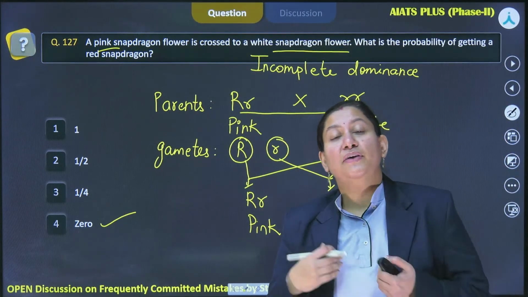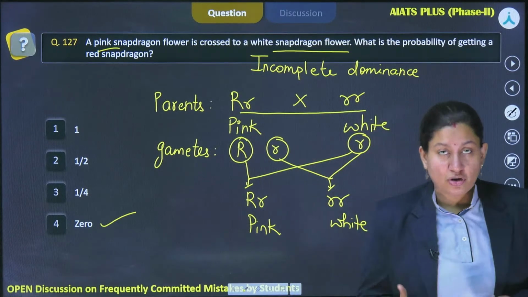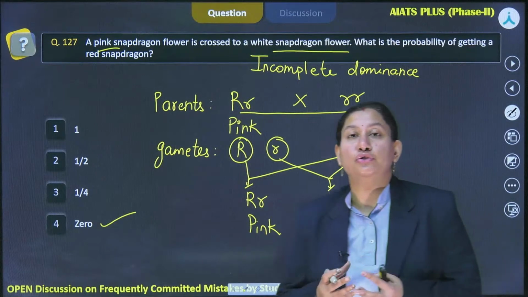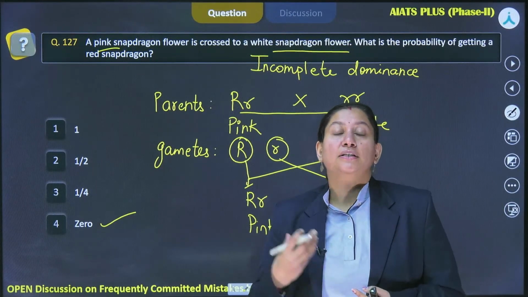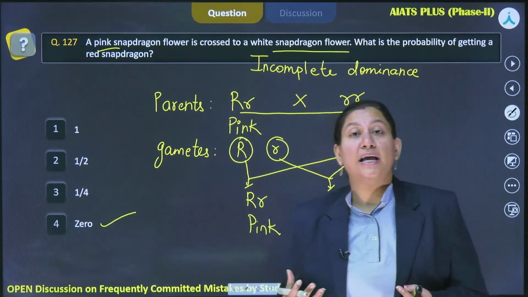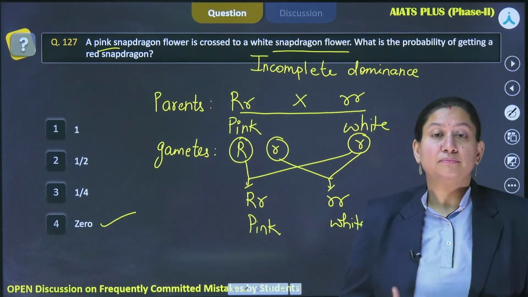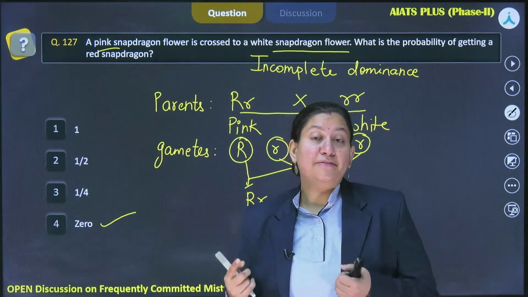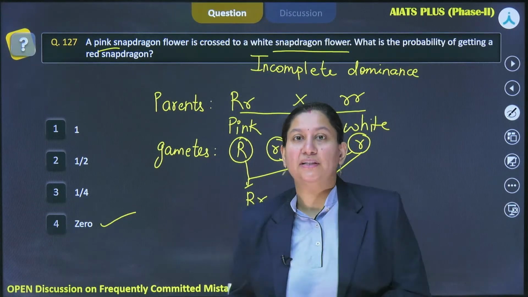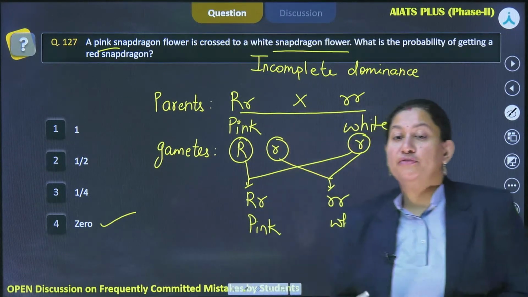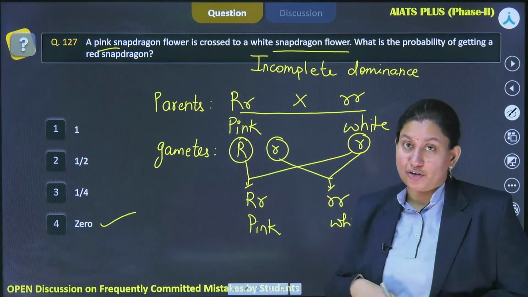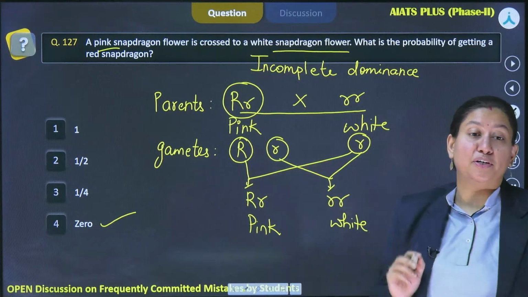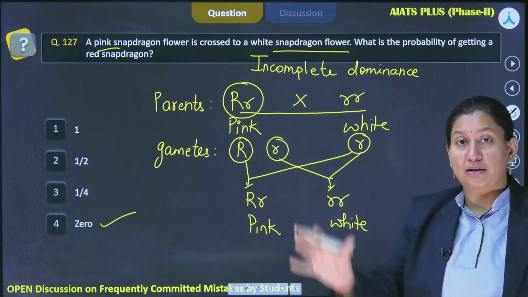See, when we talk about the test cross, we always say that a test cross is used to identify the genotype of the test organism, right? So the genotype is being identified after performing the test cross, right? So if you're saying that it's an example of a test cross, that means we don't know the genotype of this particular plant having pink color.